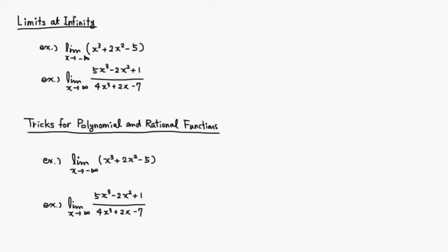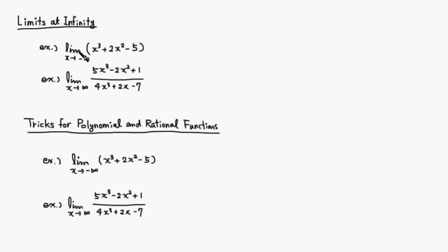Okay, let's look at limits at infinity. The difference between limits at infinity and infinite limits is that in this case, x approaches either negative infinity or positive infinity, instead of the function value going to positive infinity or negative infinity. So instead of looking at the definition, let's dive right into the examples.